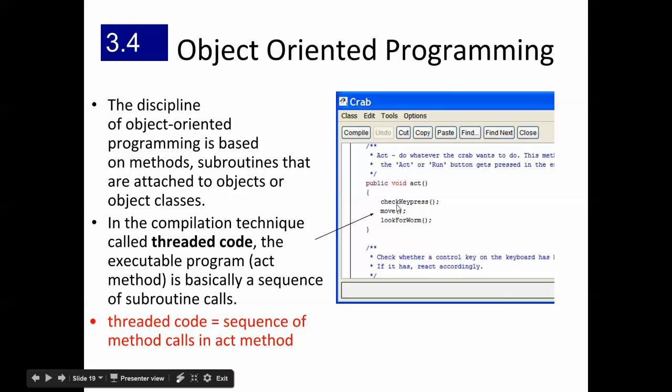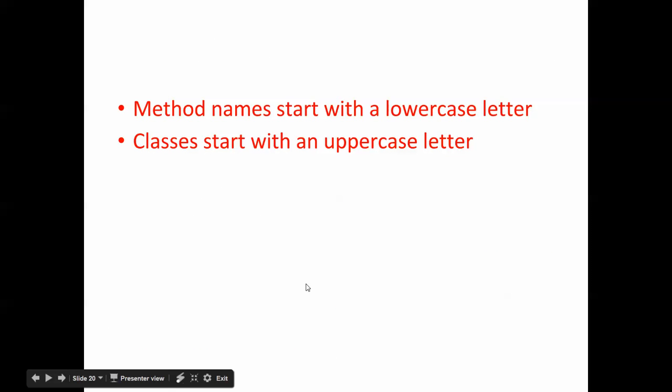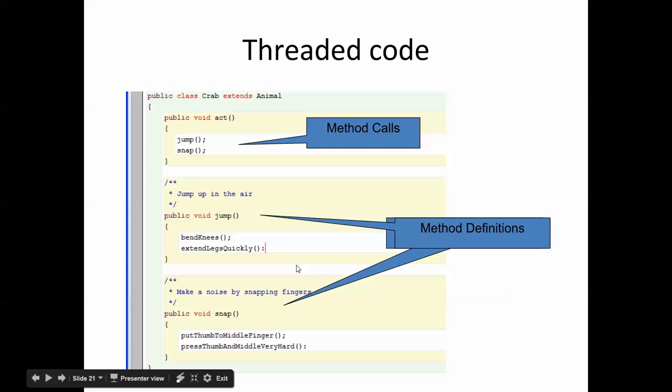Okay, and so this whole thing of just building method definitions and then having method calls, that is key to object-oriented programming. So write this down: threaded code equals a sequence of method calls in the ACT method. Write that down as a note. And write this down: methods always start with lowercase letters, classes always start with uppercase letters.